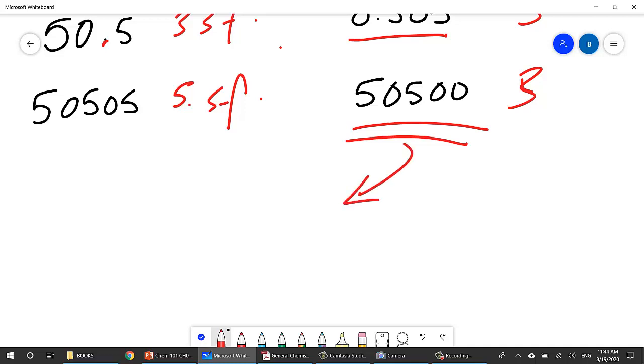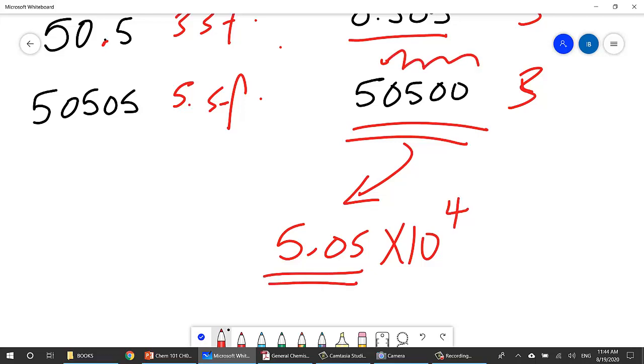How would you write this in scientific notation? You have to put a decimal point here. So that would be 5.05, okay? And times 10 to the power 4. So that would be 3 significant figures.